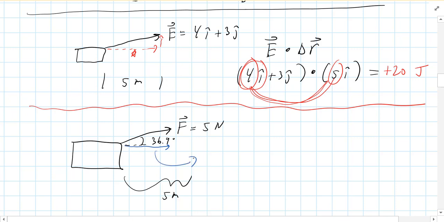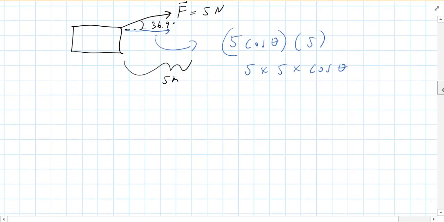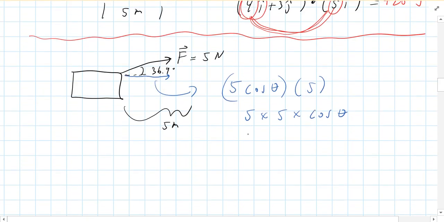How would you find that parallel component? Well, you would do 5 times cosine of the angle. That's the component of the force that's parallel to the displacement. And you take it times the displacement, which is also 5 in this case. Now, you can rewrite this. You can say 5 times 5 times cosine of the angle. So in other words, you're doing the magnitude of F, times the magnitude of delta R, times cosine of the angle between them.